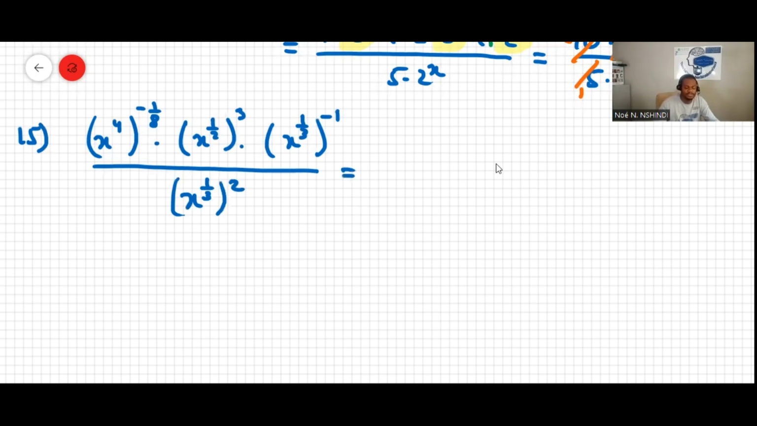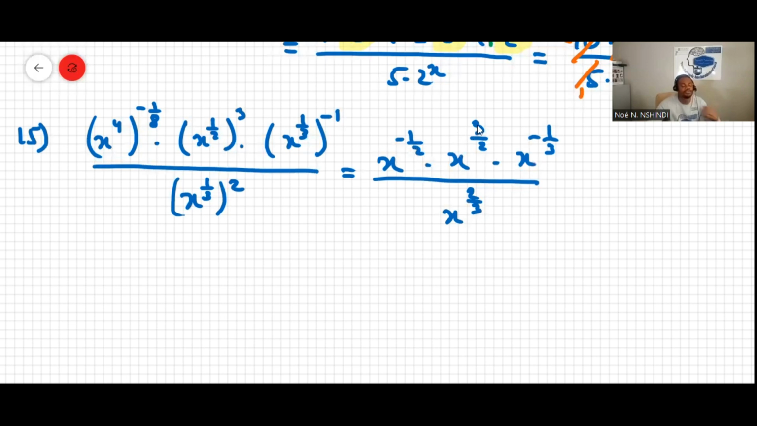Now let's simplify this. That makes x to the negative half multiplied by x to the 3 over 2 multiplied by x to the negative 1 over 3, all over x to the 2 over 3. Okay, what can we do here? The fact that we have a common denominator, we can combine these. So we're going to do negative 1 plus 3, which makes 2, and 2 over 2 is just 1.